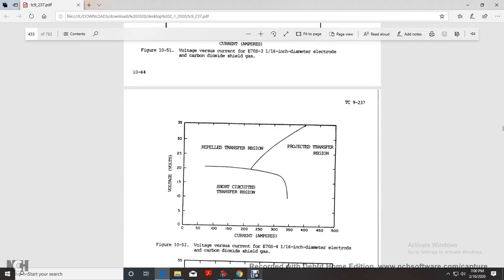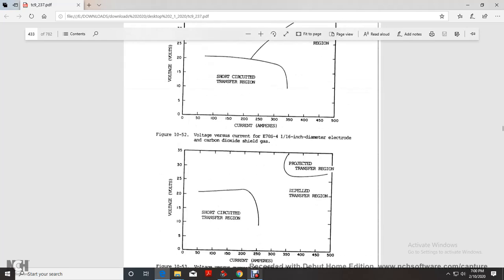Voltage versus current with the E74 1/16 inch diameter electrode, carbon dioxide shielding gas: repelled transfer region, the short circuited transfer region, projected transfer region, volts and amperes.